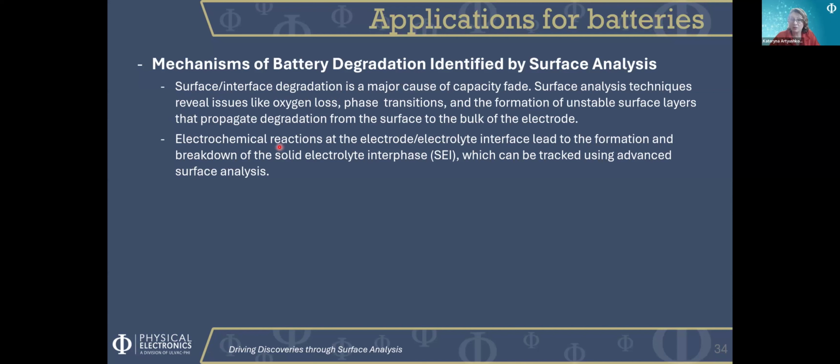During electrochemical reaction, the electrode-electrolyte interface can be broken down. So the structure of the SEI is really something that is of great focus, and that can be tracked by surface analysis, especially imaging tools like PHI instruments offer.